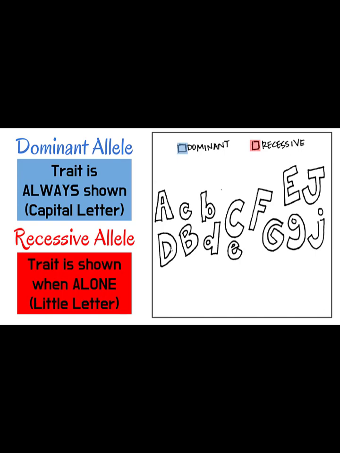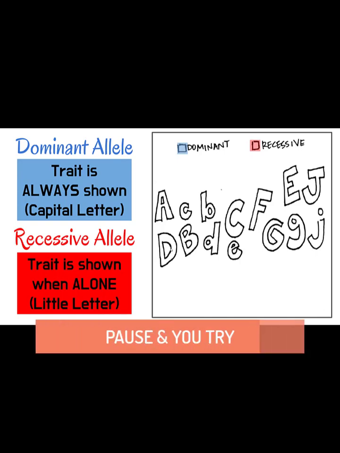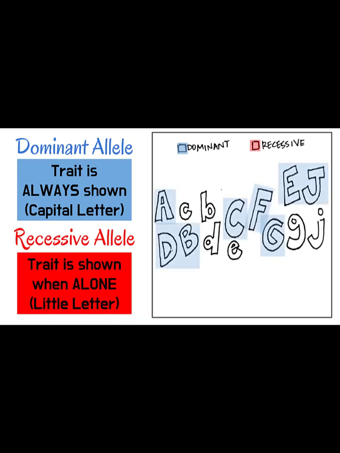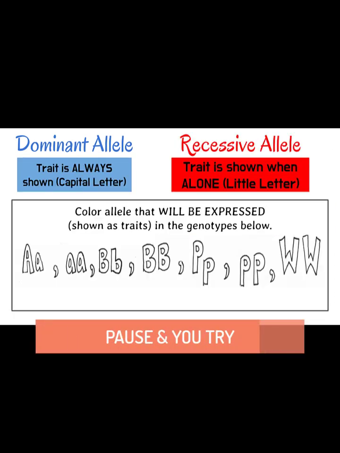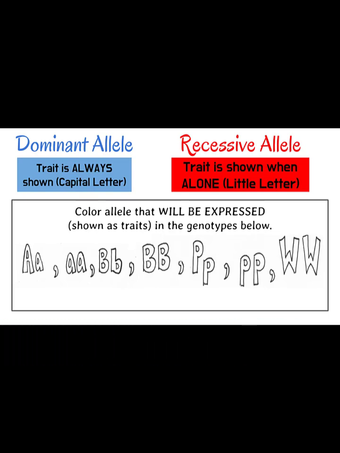Go ahead and pick 2 colors, one for dominant and one for recessive. Pause the video and see if you can identify the dominant and recessive alleles in the box below. Go ahead, check your work. How'd you do? Look at these genotypes below. Determine which allele will be expressed, and go ahead and color it in. Go ahead and check your work.